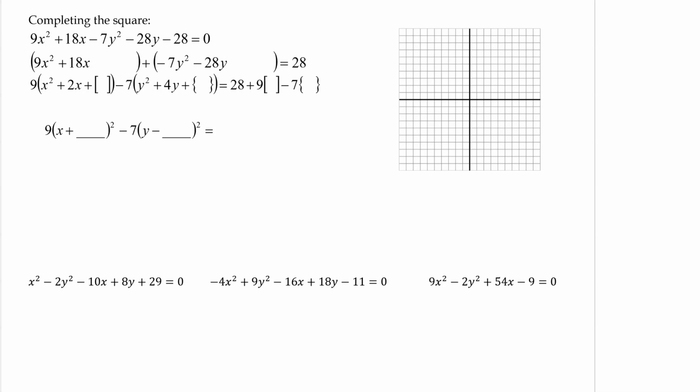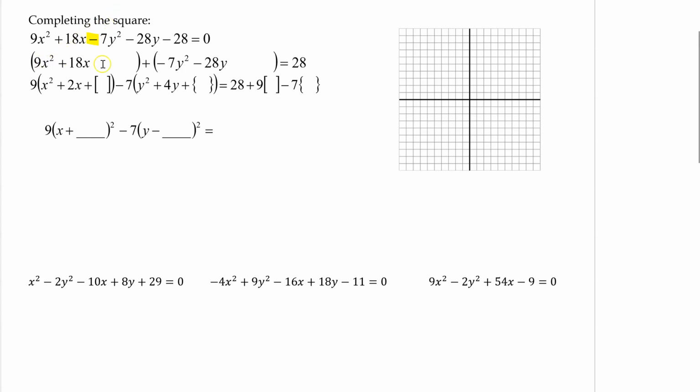Just completing the square with hyperbolas. And it's exactly the same as doing an ellipse, except we end up with a minus. And so how can you tell this is a hyperbola over an ellipse? It's right here. One of your squares will be negative.